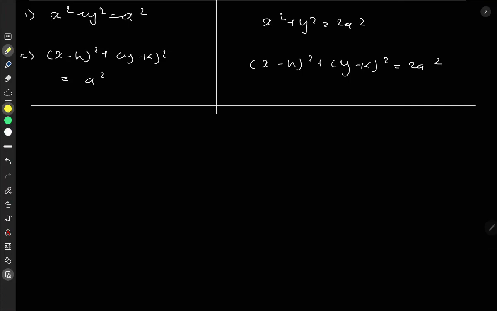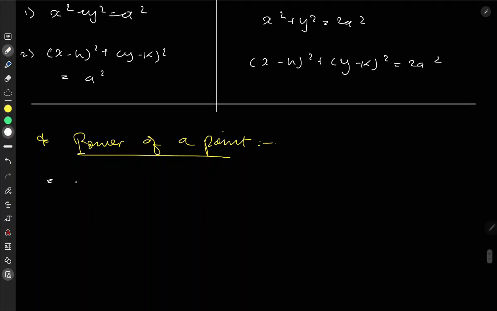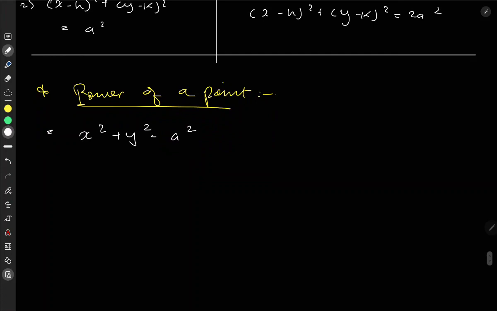And the last topic of our today is power of a point. Now, what is the power of a point? I won't be making any nasty jokes on what a power of a point is, but there's a simple formula, that is x square plus y square minus a square. And what is this? We have seen it somewhere like this, just that root has gone over.